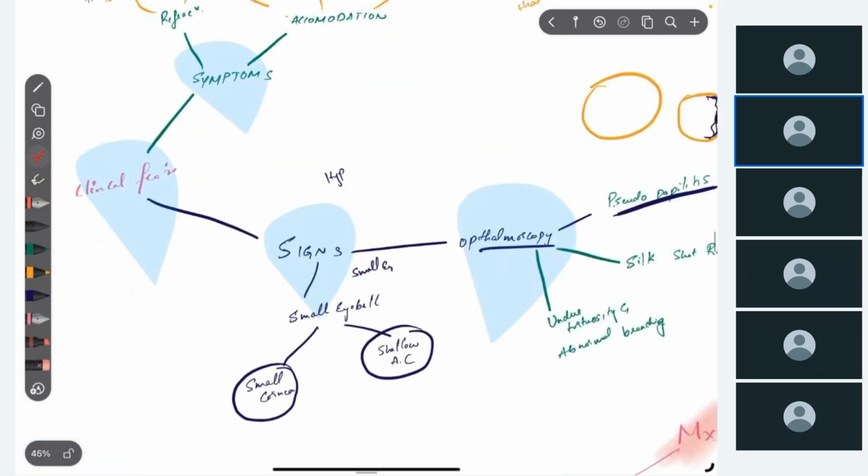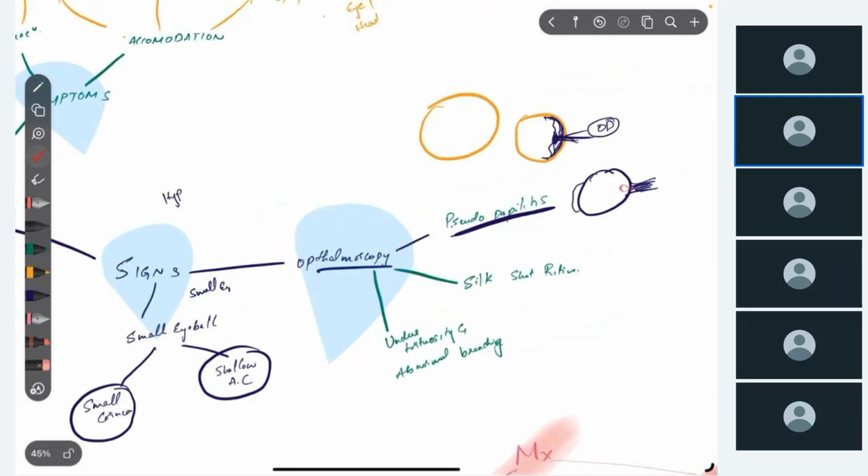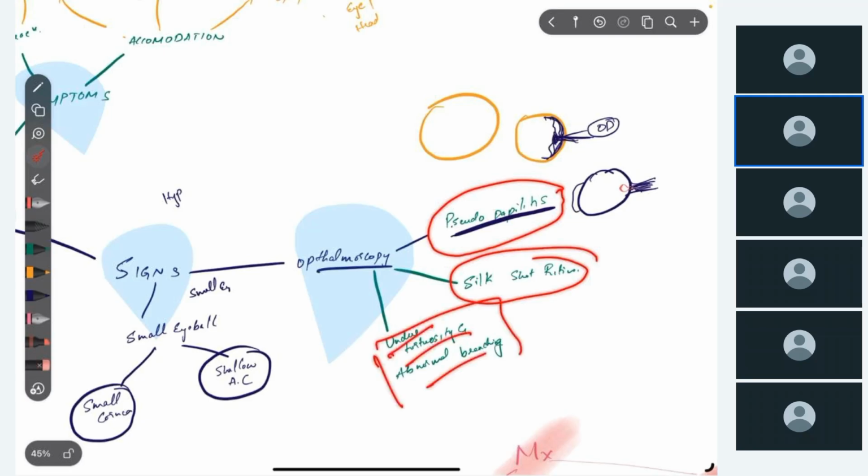And then signs: external signs and ophthalmoscopic signs. External signs: this hypermetropia is seen in patients who have a small eye. So you will have a small eyeball, the patient will have a small cornea, and a shallow anterior chamber because of the small eyeball. And then the ophthalmic signs: because the eye is small, the optic disc appears large, pseudopapillitis, shiny retina, and undue tortuosity or abnormal branching of the blood vessels on the retina. This is what you see.